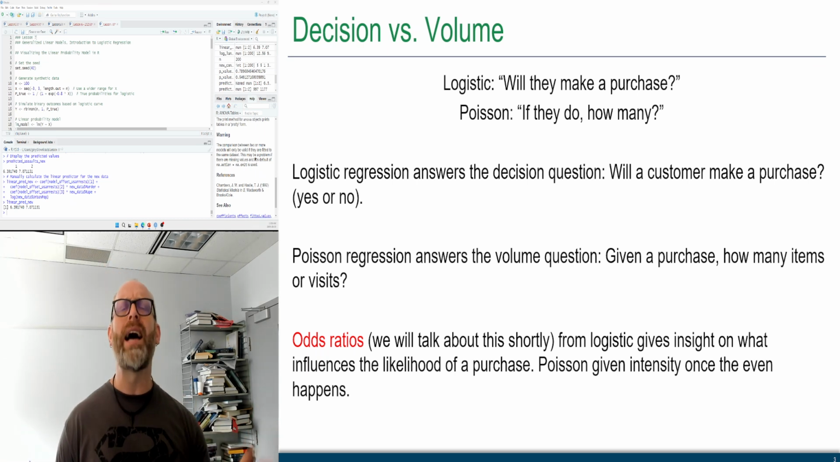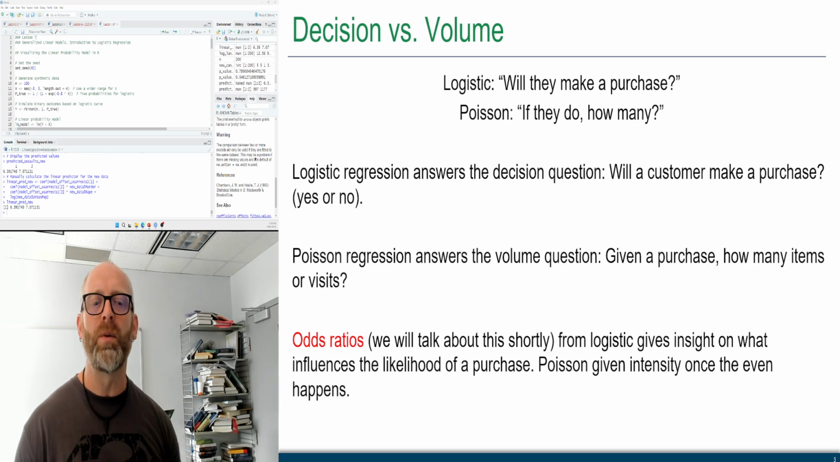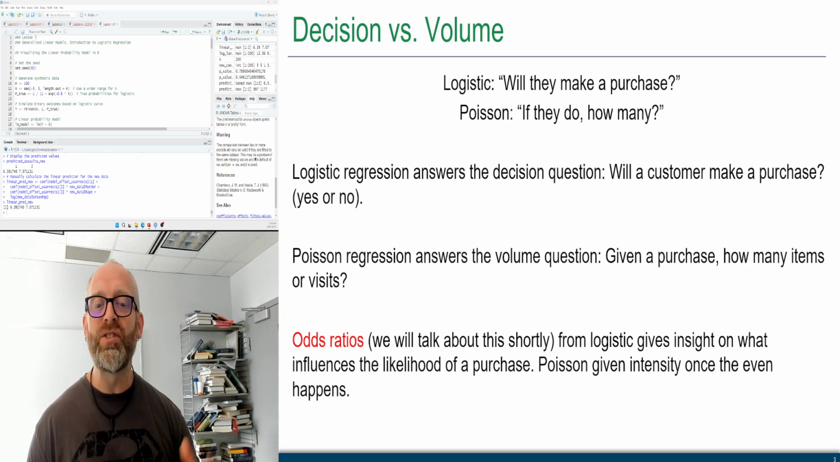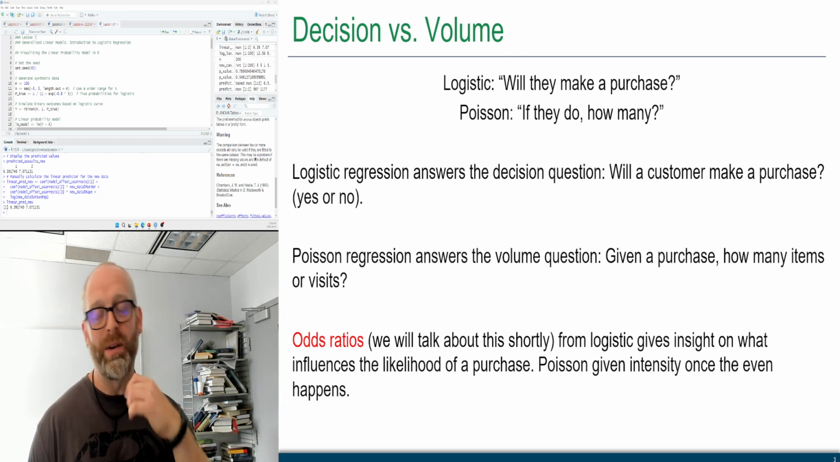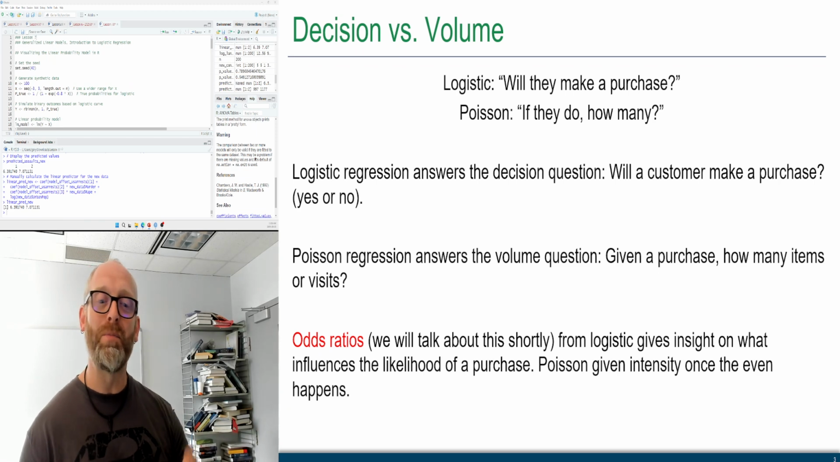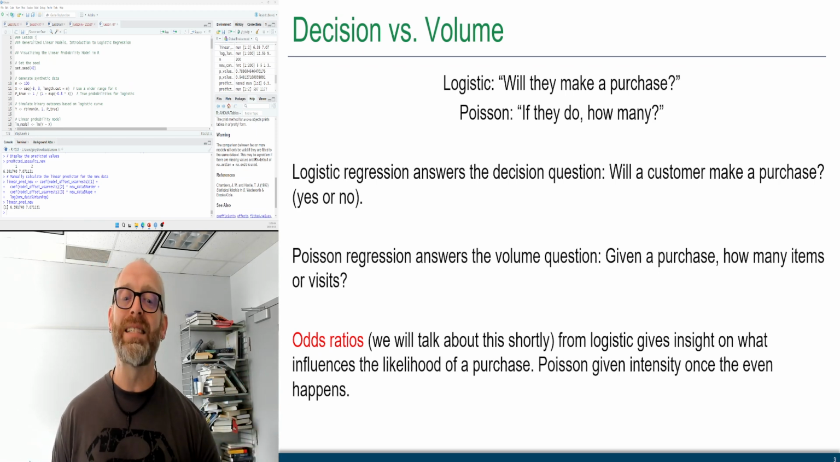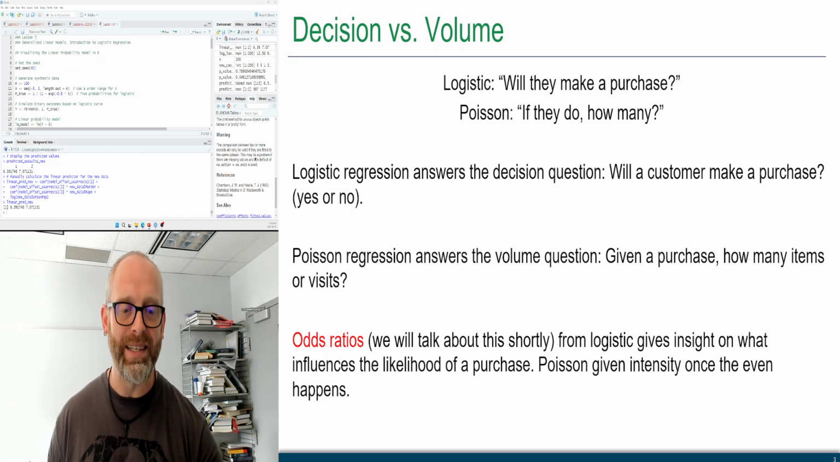So we'll establish what that actually means. What is that threshold for buying? And then, are these conditional on conversion? Then, conditional on conversion, when we talk about the Poisson, the Poisson regression helps us estimate the intensity or the quantity.